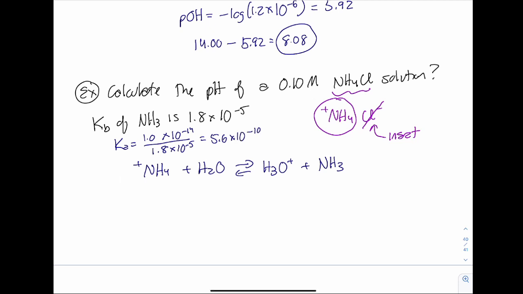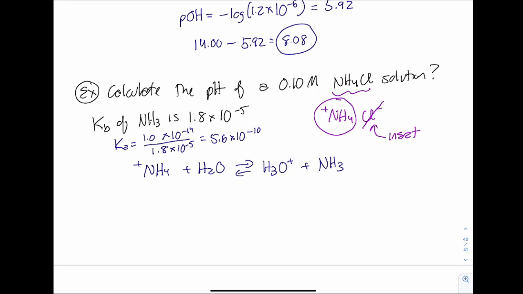And then I'm going to actually do this without writing the ice table. And by all means, still keep writing it. It's just I assume you've gone through it already and we're just kind of checking your work. But I do know that my initial concentration of this is going to be 0.1 molar. Right? When this dissociates, there's one ammonium ion for every one chloride ion.